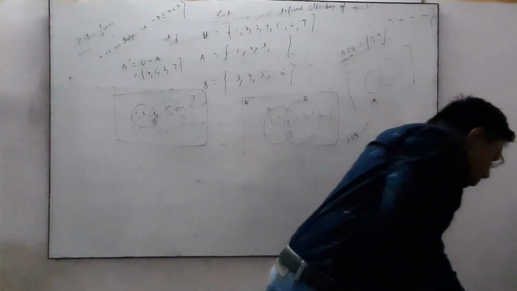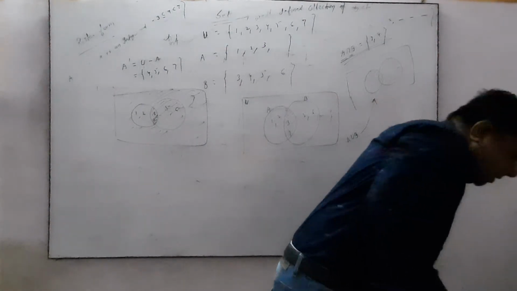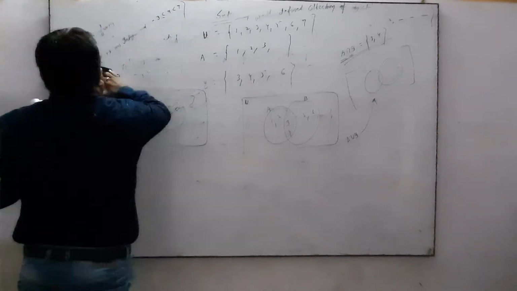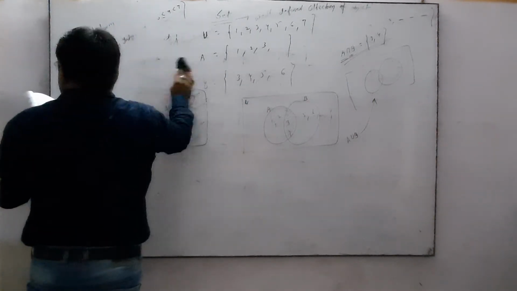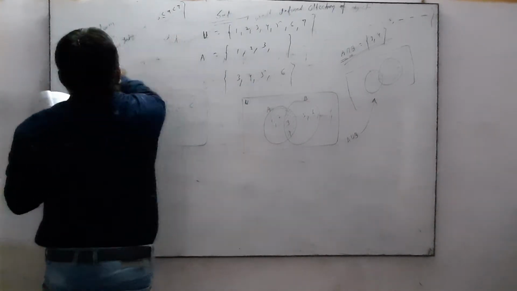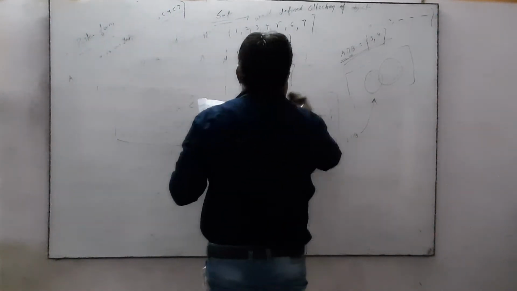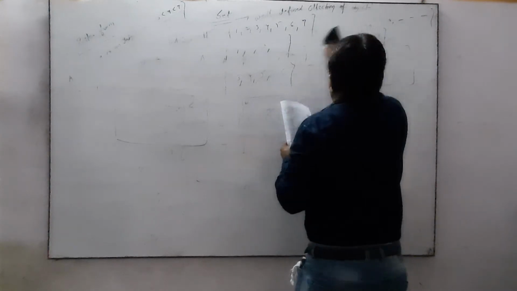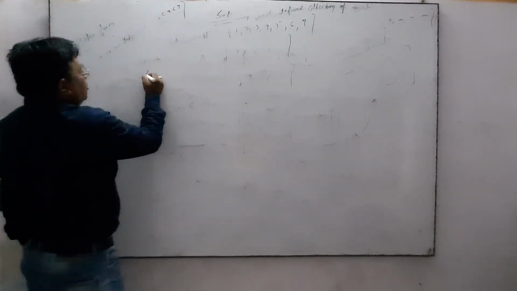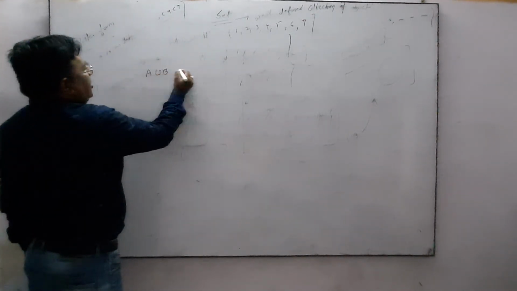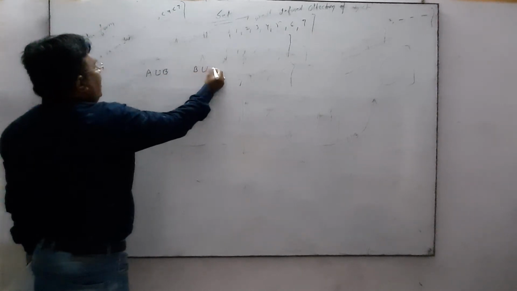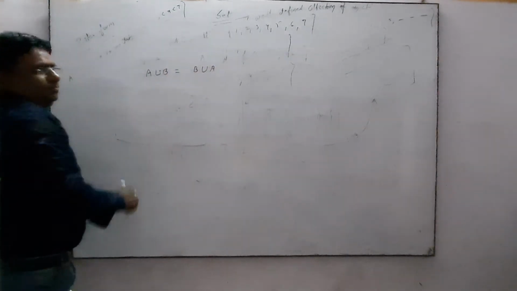And now the next topic is another topic. First thing, the properties of union and intersection. Look, properties of union: A union B and B union A are equal. Why? This is the commutative law.